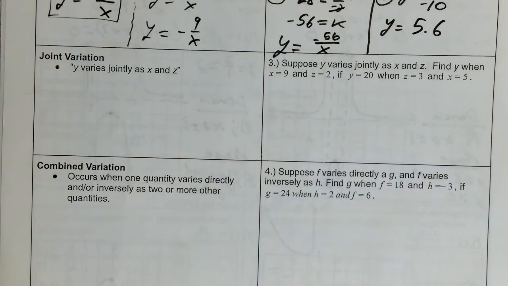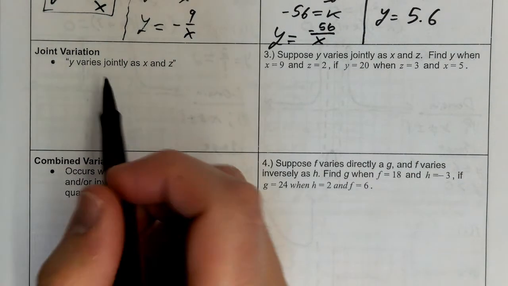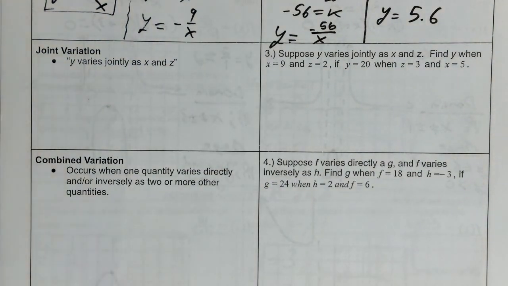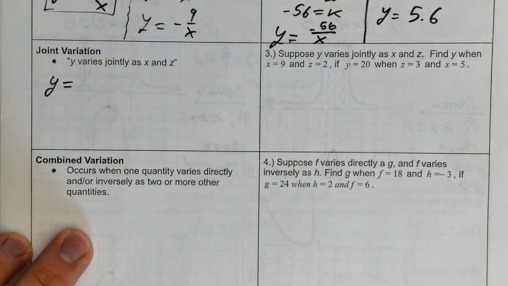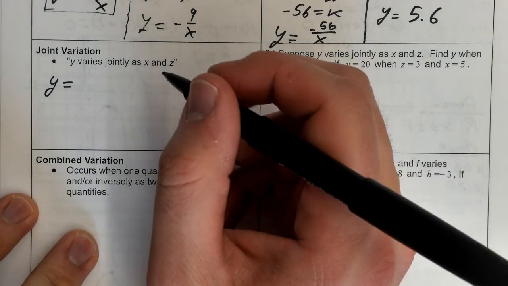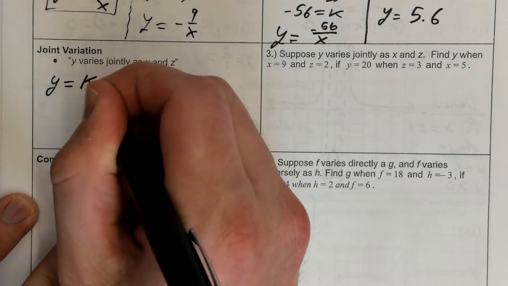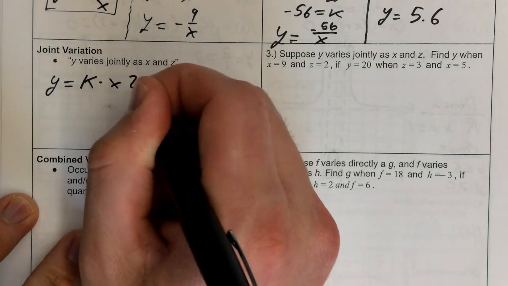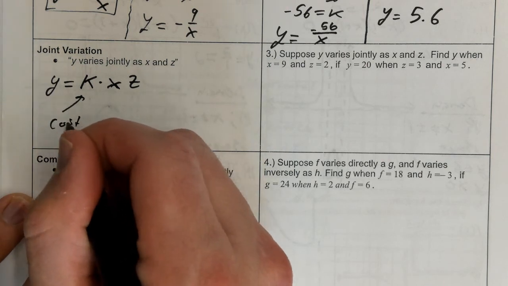Joint variation. We have 4 different kinds of variation. The third kind is joint variation. y varies jointly as x and z. So y varies jointly is going to take this form: y equals k times xz. And again, this k is the constant of variation.